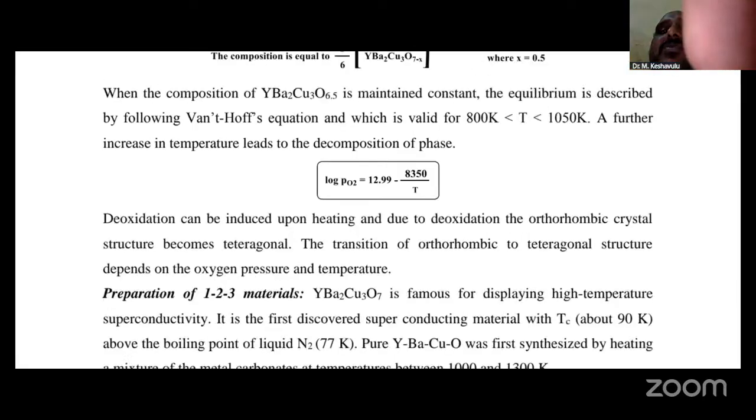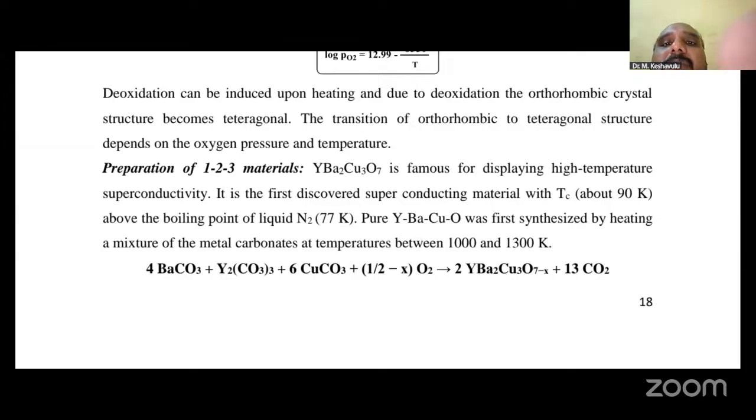The preparation of 1, 2, 3 materials. How are we going to prepare 1, 2, 3 materials? It means one metal with one, another with two, and another with three compositions. These materials are combined with oxygens.